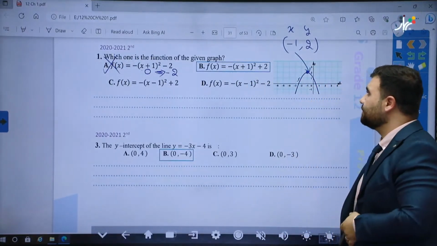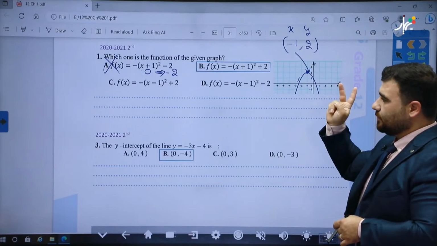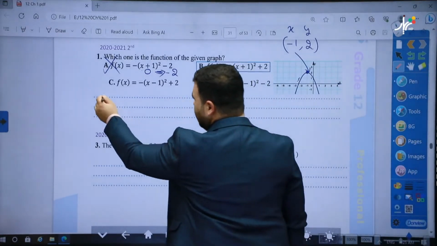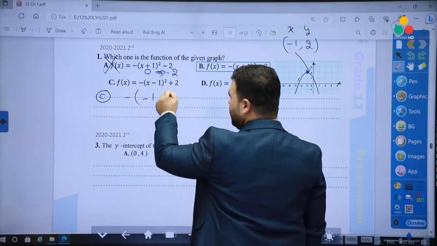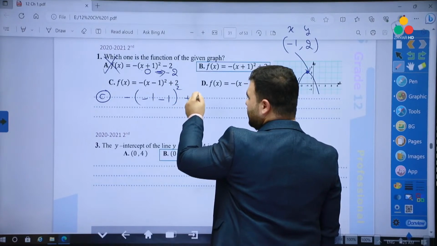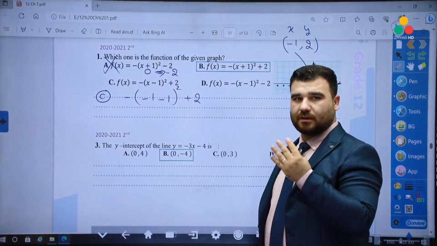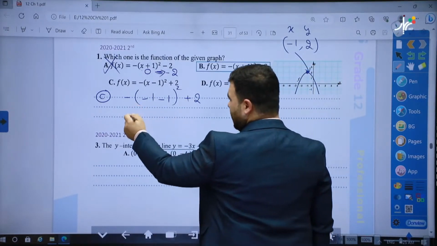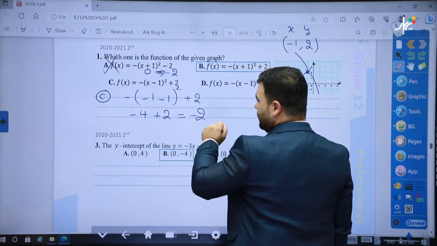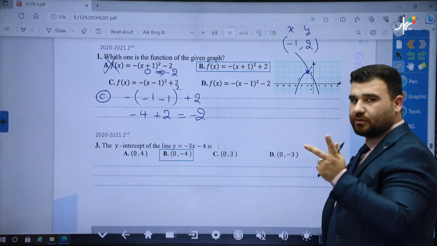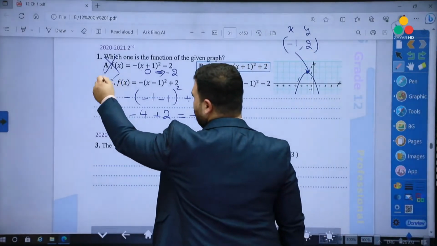Now let's go with C. If I put negative 1 in place of x, I should get the result 2. Let's see. In C, this is negative of (negative 1 minus 1) squared, plus 2. Negative 1 minus 1 is negative 2. Power 2, 4. With this negative, that's negative 4 plus 2, which is negative 2. Again, I did not get 2. What I need is 2, not negative 2. This means C is also wrong.